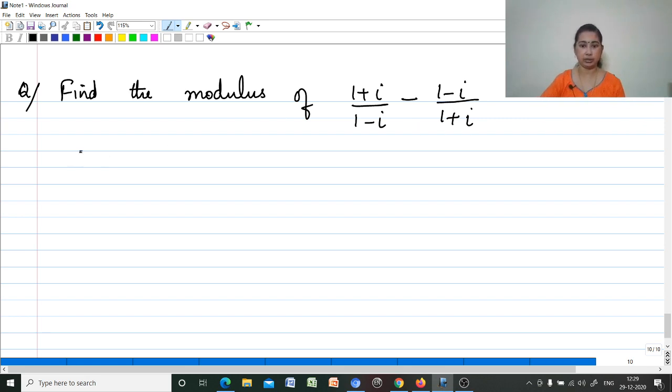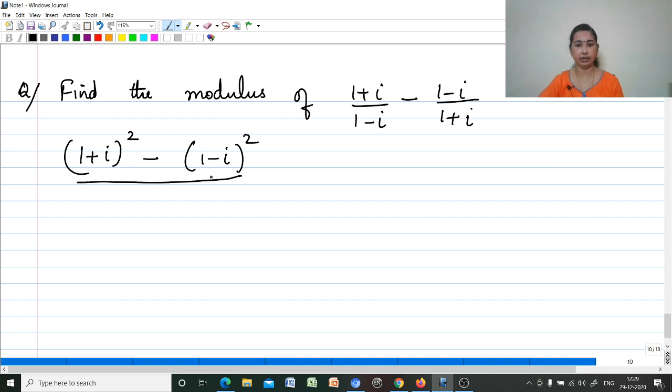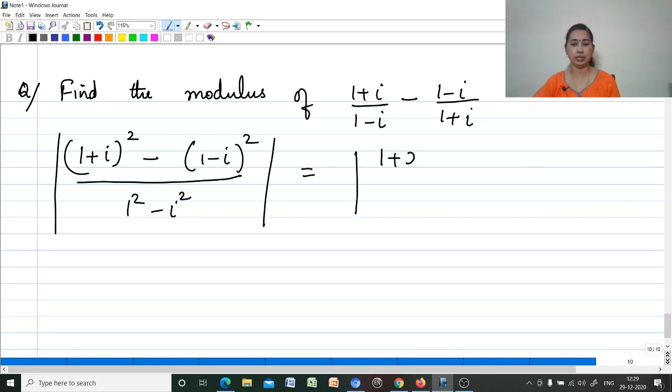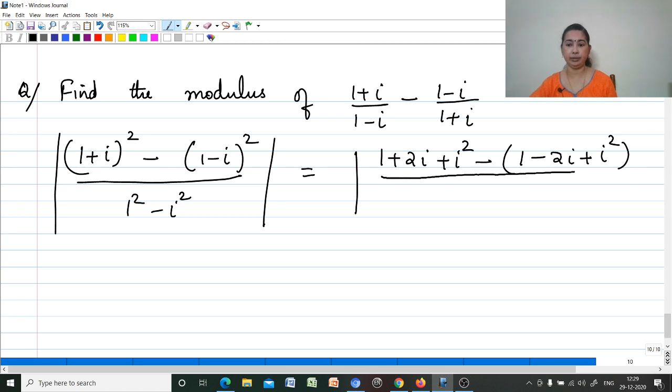So for that we can cross multiply. So (1 plus i) whole square minus (1 minus i) whole square, divided by 1 square minus i square. Its modulus we have to find. Expanding this: 1 plus 2i plus i square, minus (1 minus 2i plus i square), whole divided by 1 plus 1, which is 2.